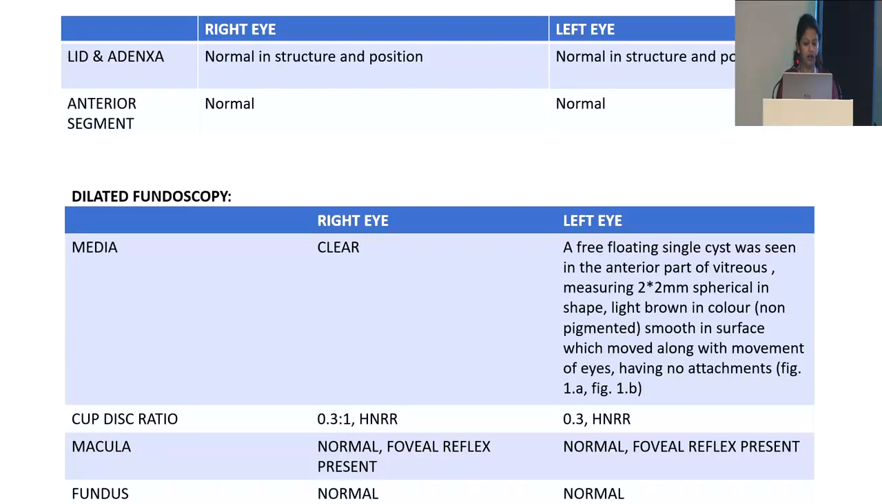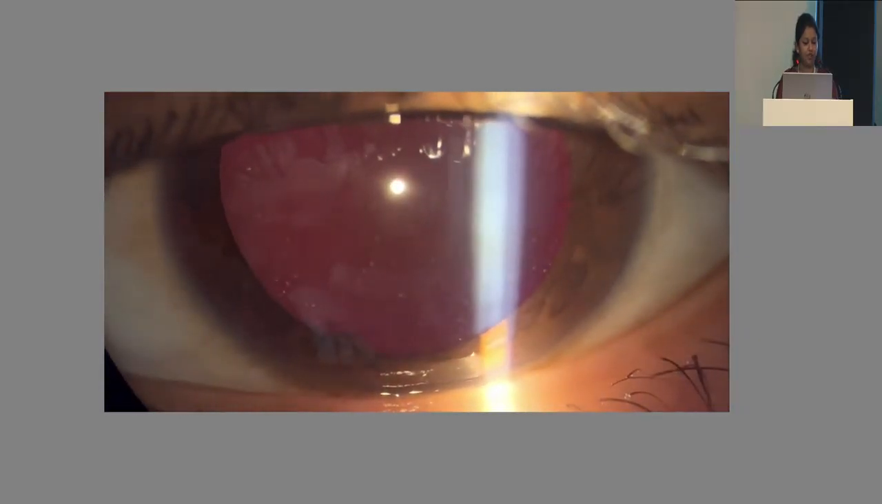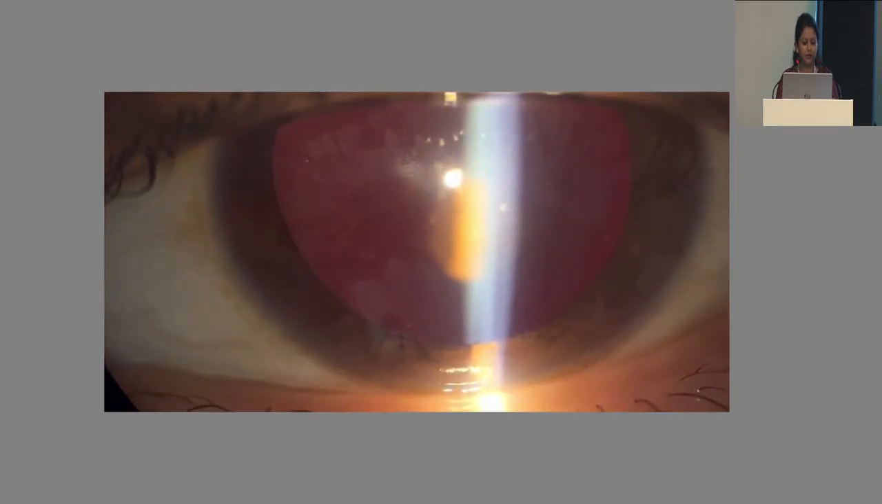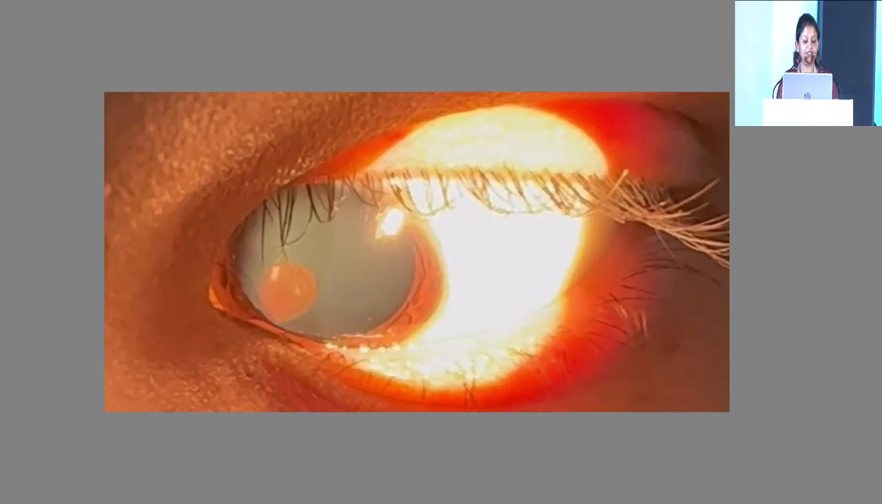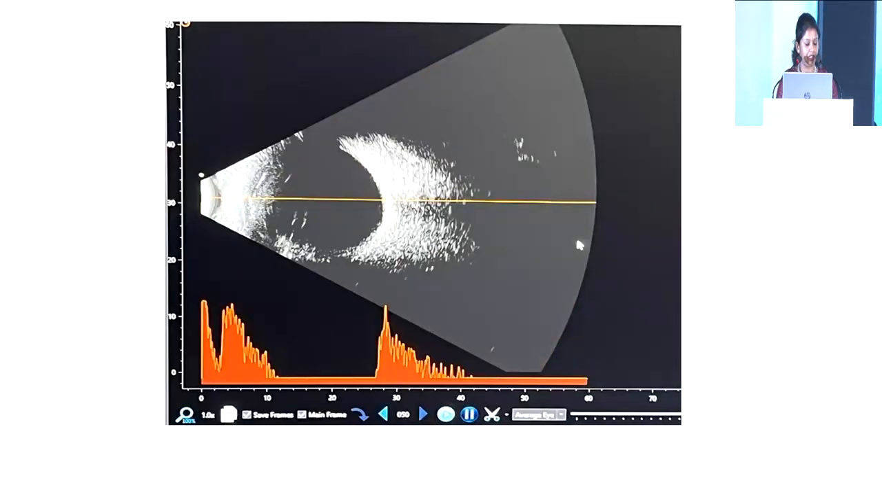But in the left eye, there was a freely floating cyst noted in the anterior vitreous pocket, which moved along with the movement of the eyes. It was spherical in shape, smooth surfaced, about 2 × 2 mm in dimension, light brown in color, non-pigmented. And surprisingly, the patient is not complaining of any visual symptoms. So we did further imaging. These are the various pictures in the anterior segment imaging, and the fundus photograph was again completely normal.